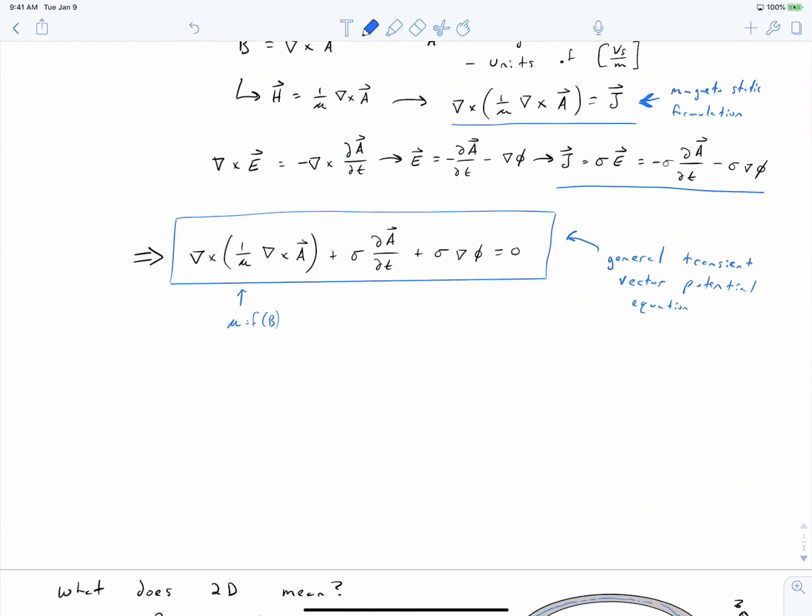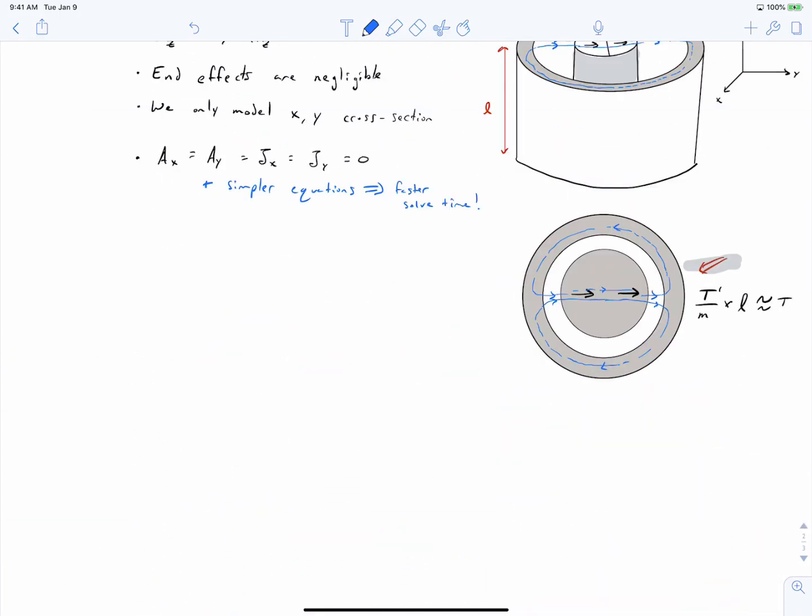Remember, the equation that you're solving is in this blue box up here, but by using 2D, we've set all the vector components of A equal to 0 except for the z direction. So we've got a much simpler set of equations. Instead of 3 equations, we have just a single equation. We can then calculate B and H simply from our vector potential by the following derivatives.